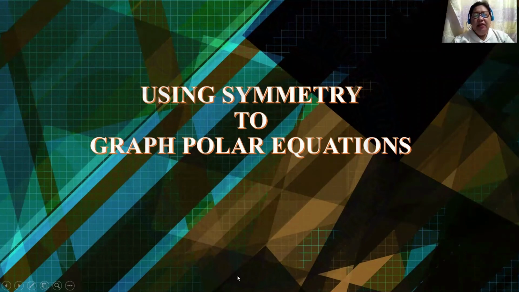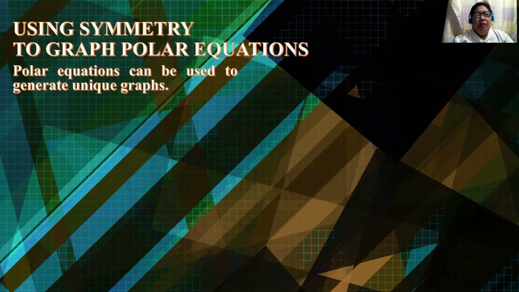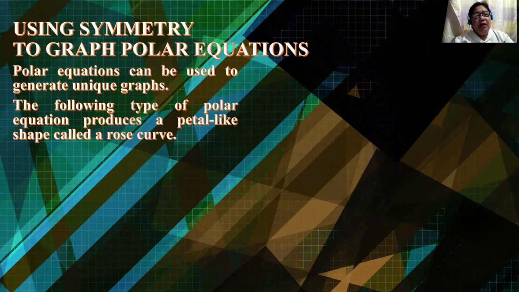Next, let us use symmetry to graph polar equations. Polar equations can be used to generate unique graphs. The following type of polar equation produces a petal-like shape called a rose curve.